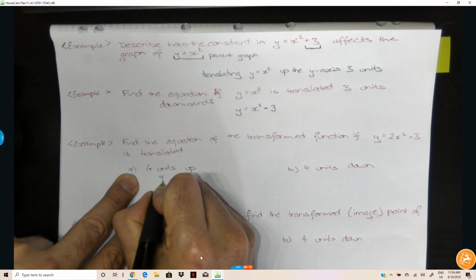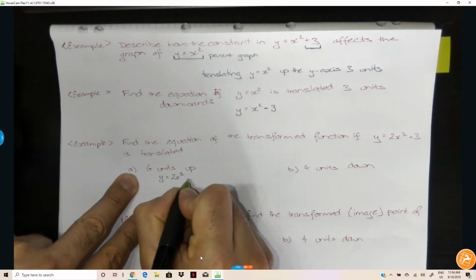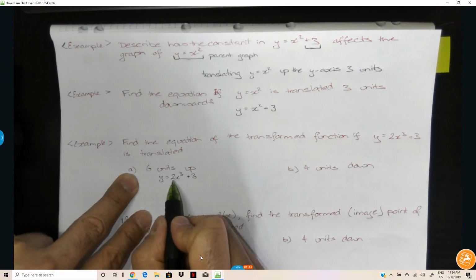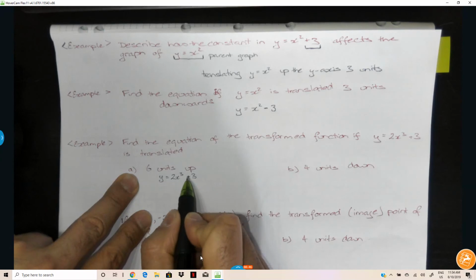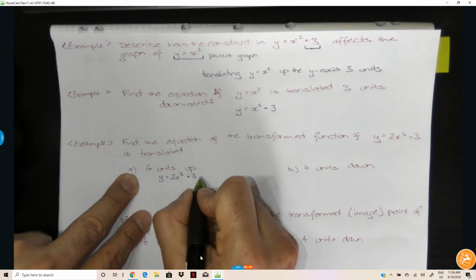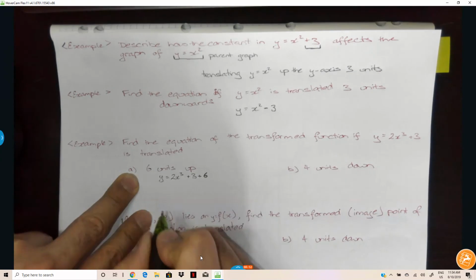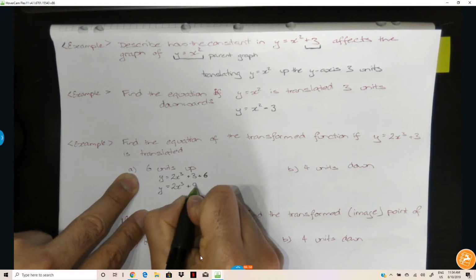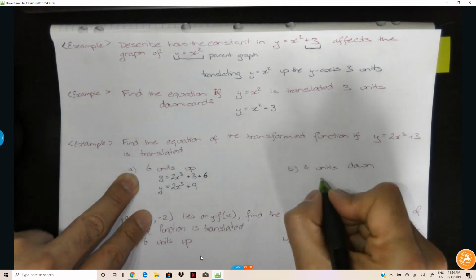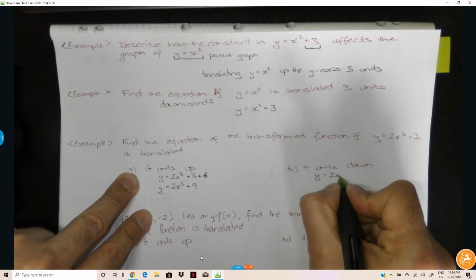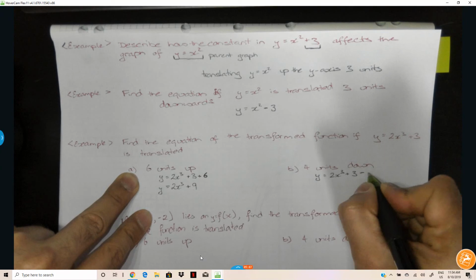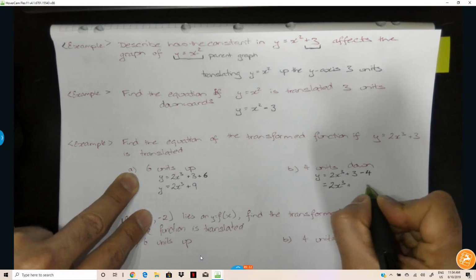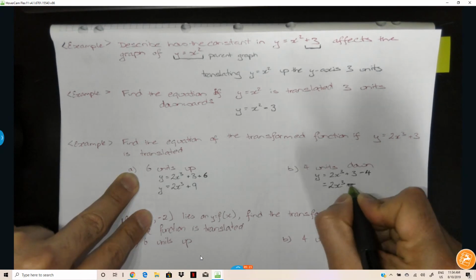Here is our parent graph. We technically start here, which is a cubic with a rate of change of 2, and it's up 3 units. We're translating an additional 6 units, so the translation now would be 2x cubed plus 9. Here we want to translate it down. There's your parent graph. We're going to translate it down the y-axis, so we're going to subtract 4. Our new function becomes 3 minus 4, which is minus 1.